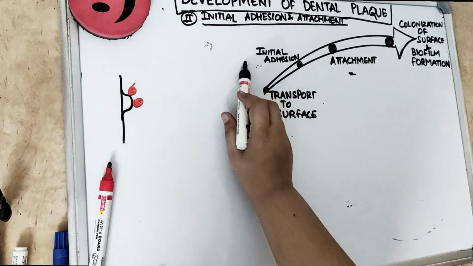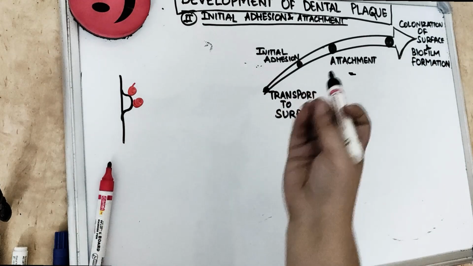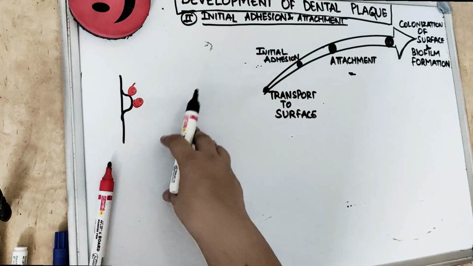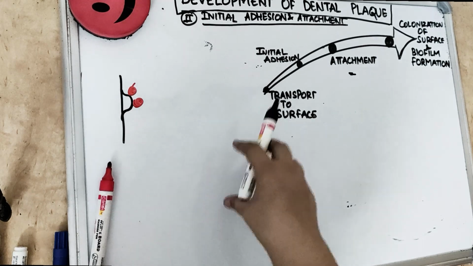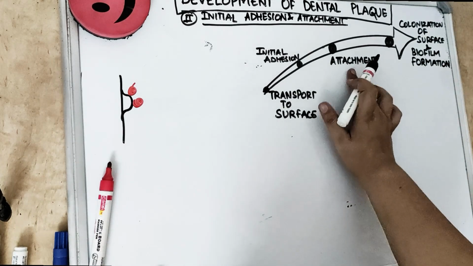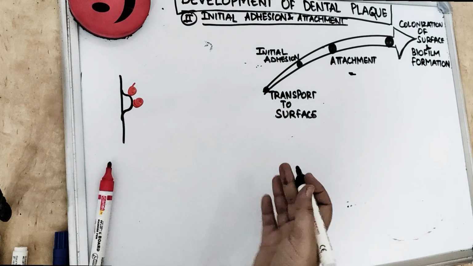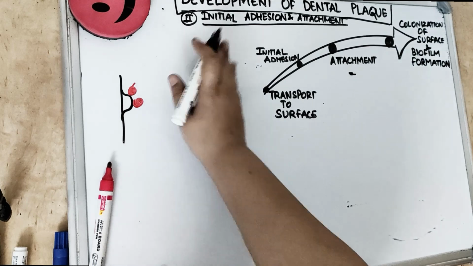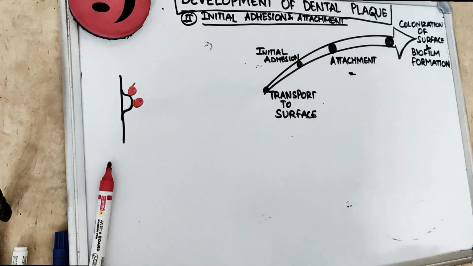And if we see this woman in the market, she has not bought the bat, she is just looking for the bat. If she goes to her house, takes the bat home, cooks and eats it, then it is going to be an attachment. So till now in the market, when she is exploring some bats to buy, this is just the initial adhesion. So this is the reversible adhesion. Bacteria can anytime go back to the saliva again.